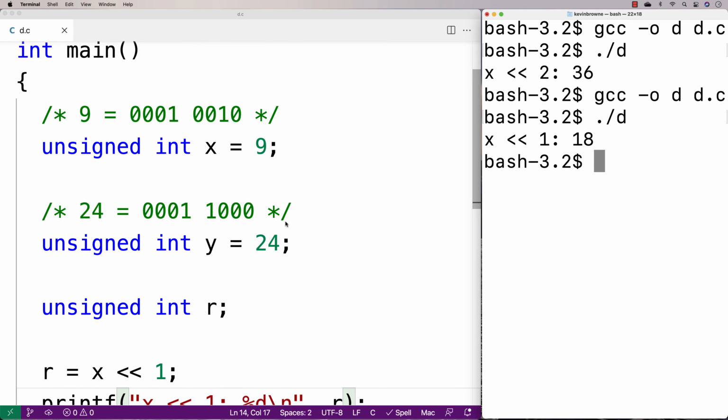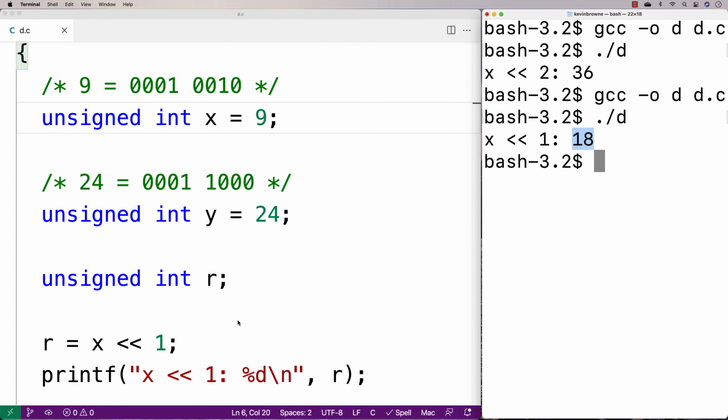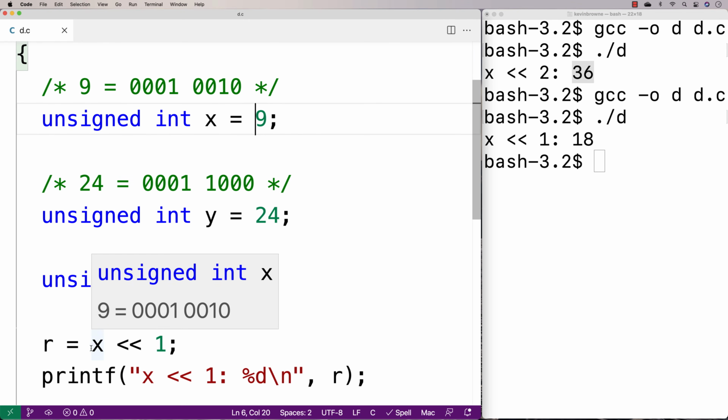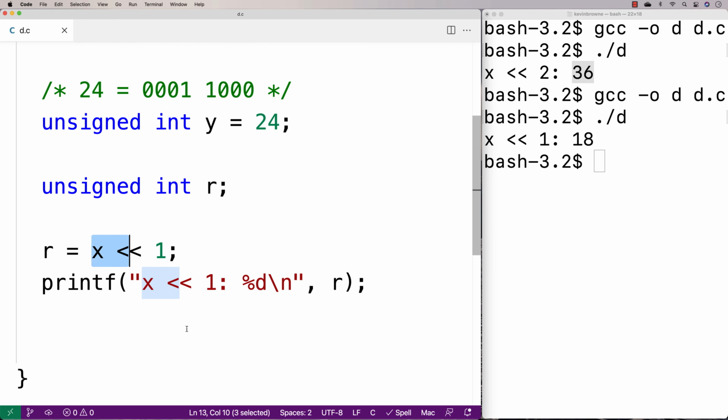And so you notice that it has the effect of doubling this number, right? Because if we shifted by 1, 9 became 18. When we shifted by 2, 9 became 36. So it was like 9 times 2 times 2. And so that's the effect you can expect with the shift left operator like that. So that's a shift left operator. Let's do another one here.